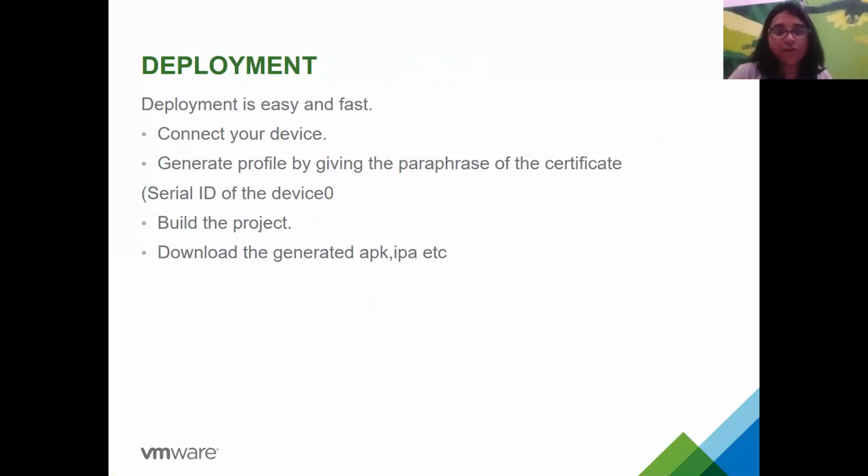So deployment of the Intel XDK app is very easy and it's quite fast. All you need to do is connect your device, whether it's an Apple or Android phone, or it even supports Windows phone. Then you have to generate the profile by giving the passphrase of the certificate. That's a serial ID of the device, which you can find in the settings. Then build a project. One of the key advantages of the Intel XDK framework is that you can build and compile the project online. Then once you do that, you can download the generated APK or the IPA in case of Apple. These are the steps that you need to do to get the final APK and get the app running.